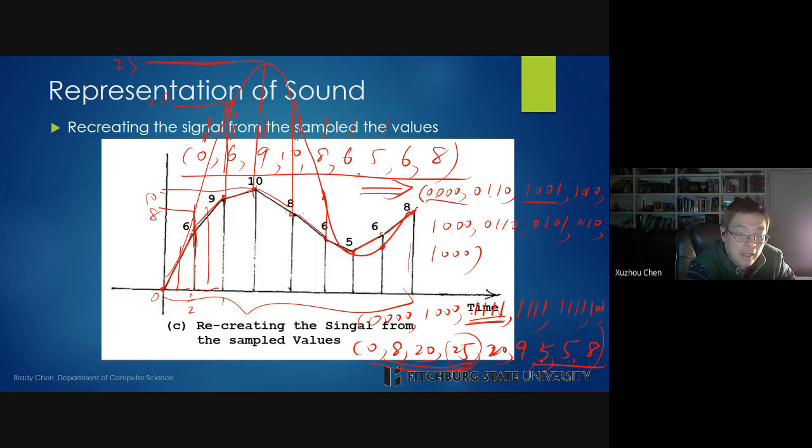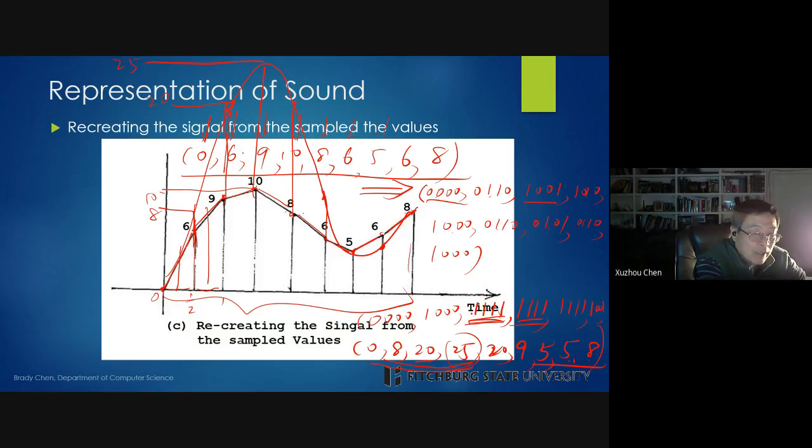So I can actually use 4 bits. Okay. That's a limitation of the digital sound. Now, if you don't want to lose any sound information, then you can increase the number of bits, right?